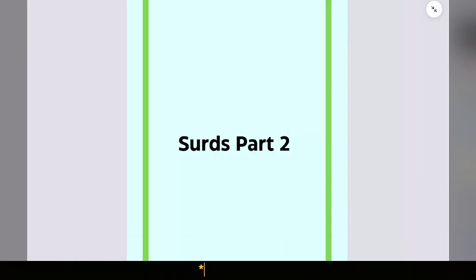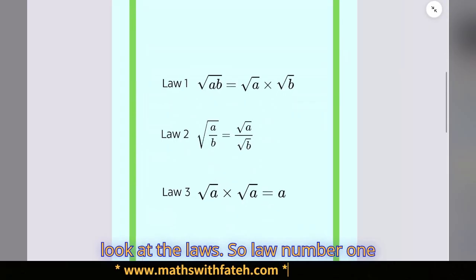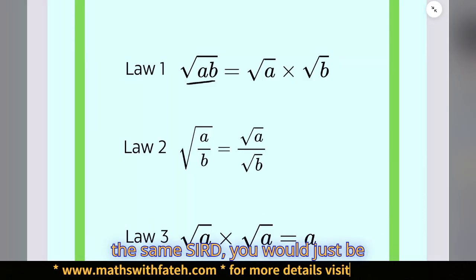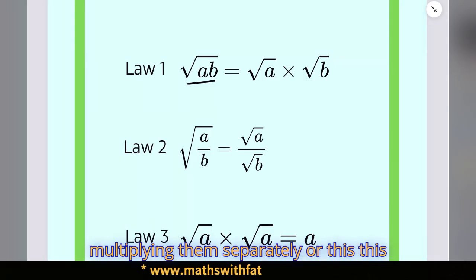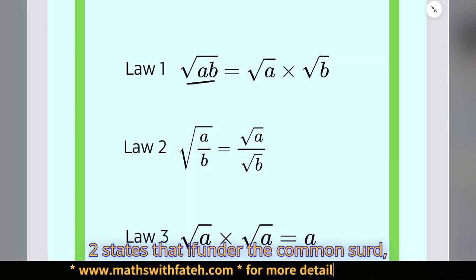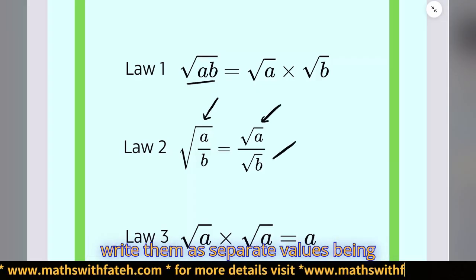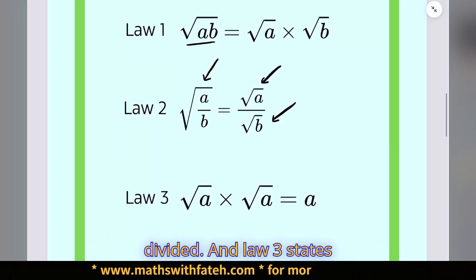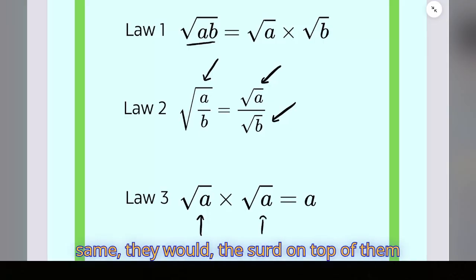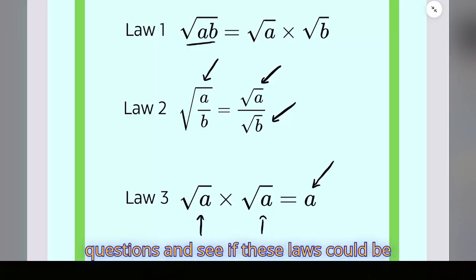I have some new rules and laws to teach you. So let's look at the questions, but first let's look at the laws. Law number 1 states that if you have two values under the same surd, you can multiply them separately. Law 2 states that if under a common surd two values are being divided, you can write them as separate values being divided. And law 3 states that if two values under the surd are the same, the surd on top of them is removed. Let's solve some questions and see if these laws can be applied.